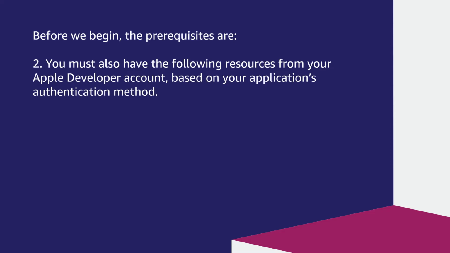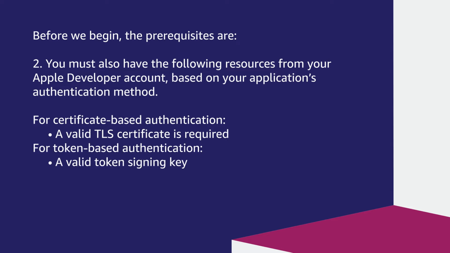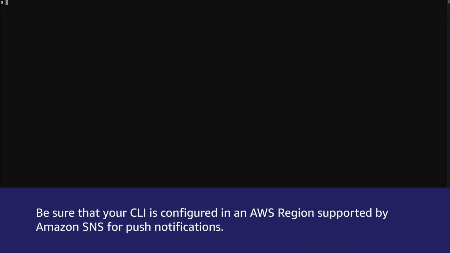You must also have the following resources from your Apple developer account based on your application's authentication method. For certificate-based authentication, a valid TLS certificate is required. For token-based authentication, a valid token signing key, a valid Apple Team ID, and a valid Apple Bundle ID. First, be sure that your CLI is configured in an AWS region supported by Amazon SNS for push notifications.